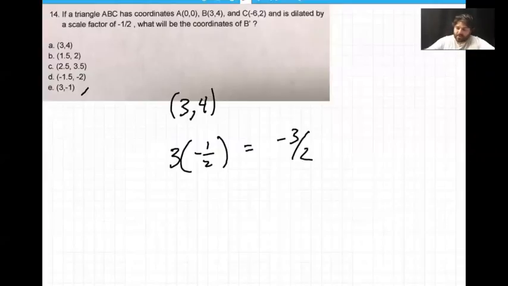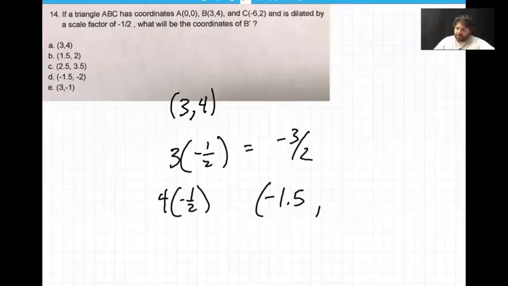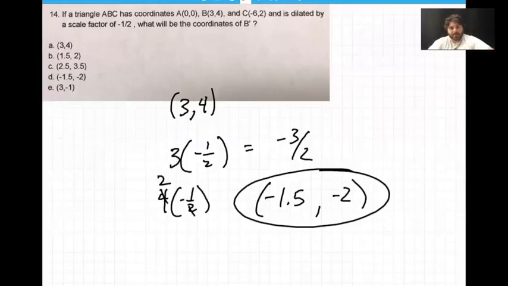Of course, none of my answers are in fractions, so I'm actually going to reduce that to a decimal. And then my y coordinate is just 4 times -1/2. Well, 4/2 is 2, and 2 times -1 is -2. So that's it. Easy, easy. Scale factor can be really easy. If you give them coordinates and a scale factor, just multiply.